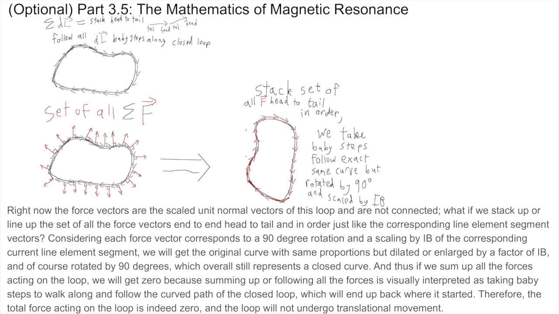Considering each force vector corresponds to a 90-degree rotation and a scaling by I times B of the corresponding current line element segment, we will get the original curve with the same proportions but dilated or enlarged by a factor of IB and of course rotated by 90 degrees, which overall still represents a closed curve. And thus, if we sum up all of the forces acting on the loop, we will get 0, because summing up or following all of the forces is visually interpreted as taking baby steps to walk along and follow the curved path of the closed loop, which will end up back where it started eventually. Therefore, the total force acting on the loop is indeed 0, and the loop will not undergo translational movement.